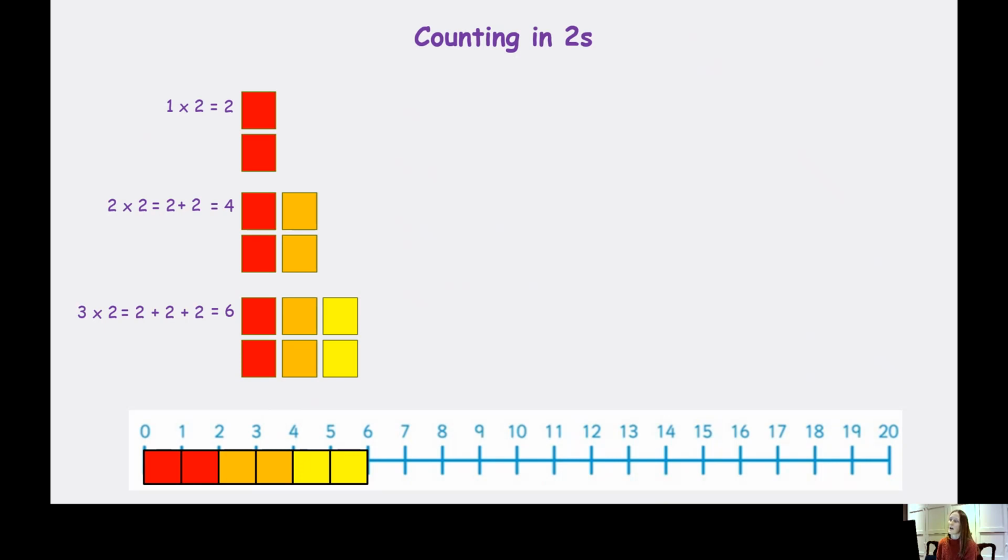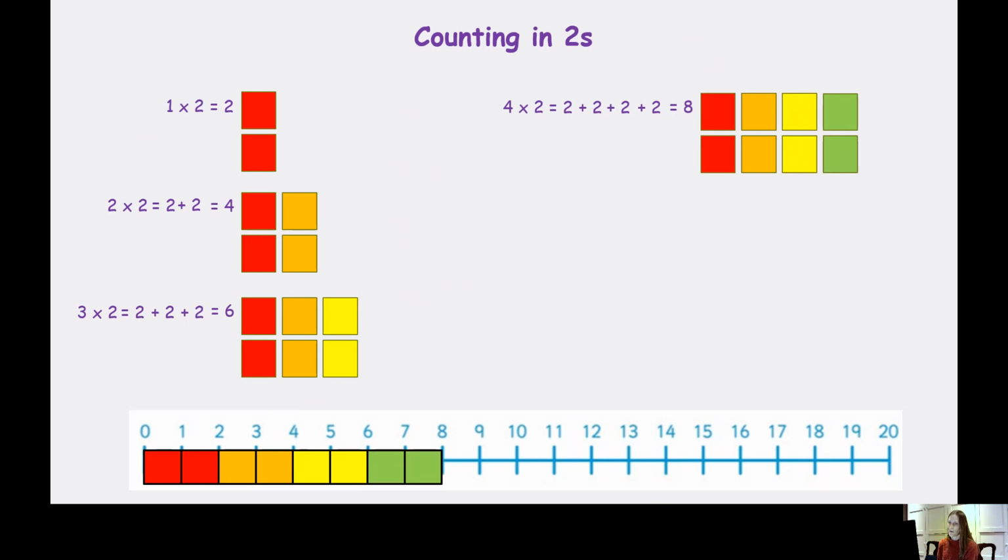The fourth number in my 2x table, well, that's formed by working out the answer to 4 times 2, and that means 4 lots of 2 added together. So 1 lot of 2, 2 lots of 2, 3 lots of 2, 4 lots of 2 being added together. And that altogether makes 8. And if I add my fourth lot of 2 onto my number line, again, you can see that's lining up to 8.